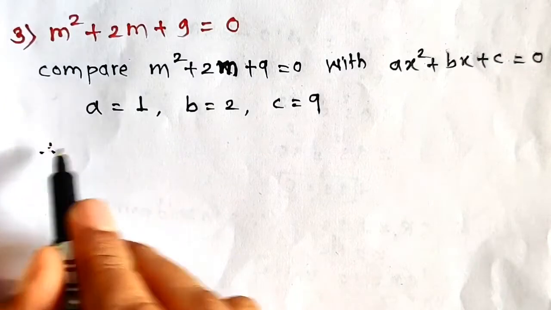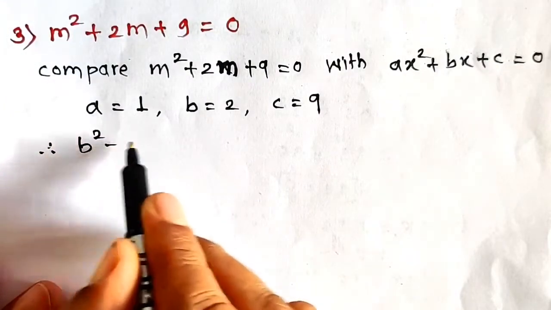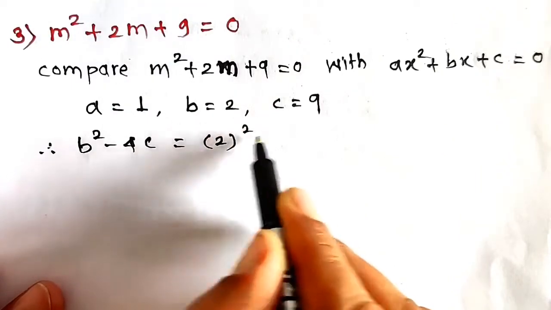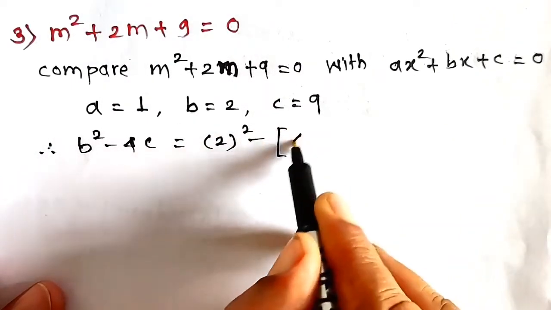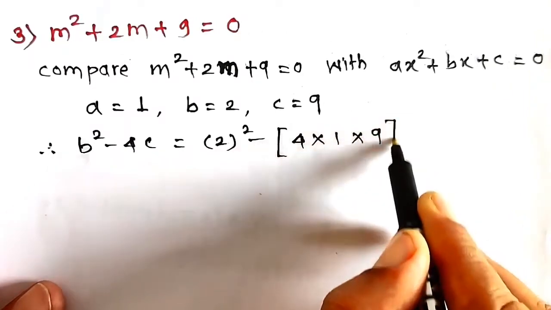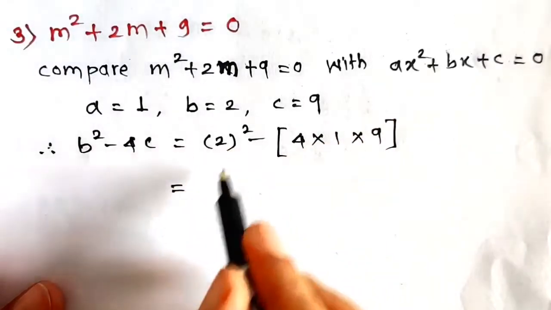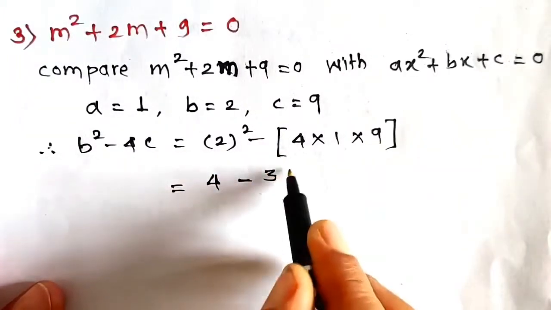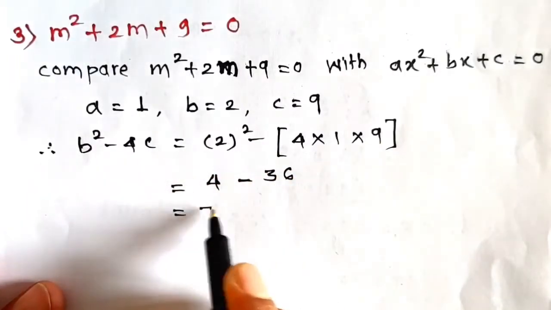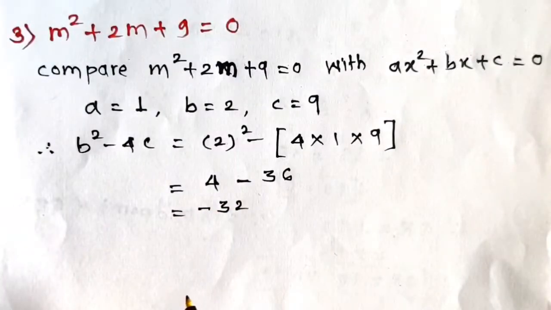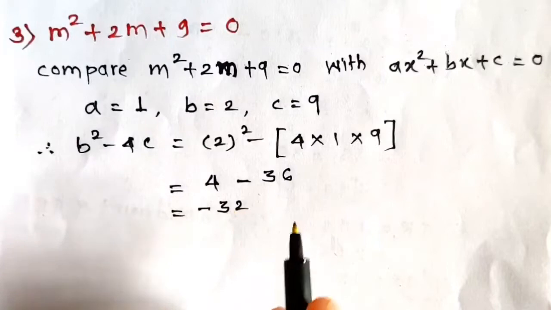Now find the value of b square minus 4ac again. So b square means 2 square minus, use bracket, 4 into 1 into 9. So here 2 square is 4 and minus, 9 4s are 36. So here the value is minus 32. Subtract the smaller number from the larger one and place the sign of the larger number.